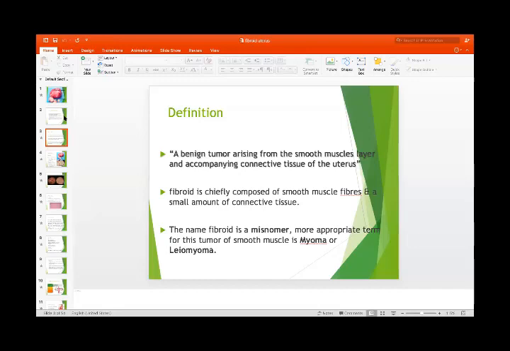It is also called myoma or leiomyoma. So it is synonymous with myoma or leiomyoma. You should not get confused. It has three names: fibroid, myoma, or leiomyoma.